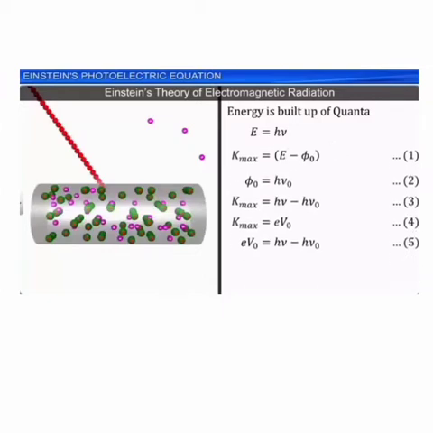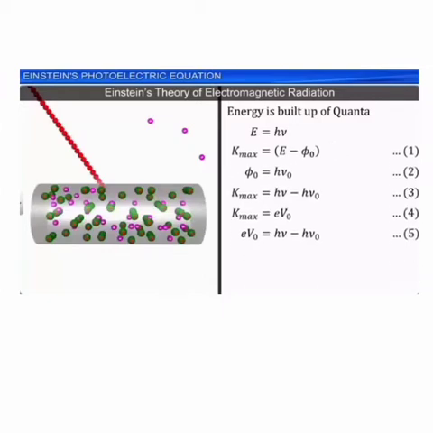We observe from equation 5 that the stopping potential V0 is dependent on the frequency nu of the incident radiation, since h nu naught is constant for a given metal surface. However, the stopping potential V0 is independent of the intensity of the incident radiation, and similar to the maximum kinetic energy.